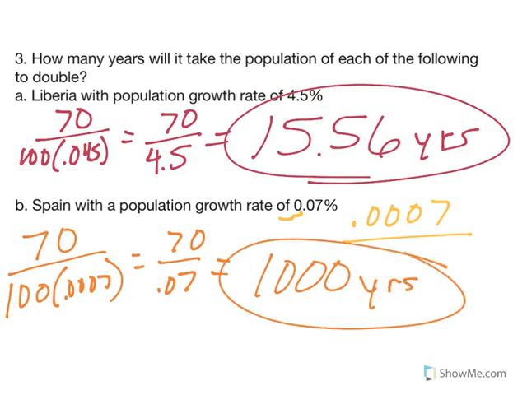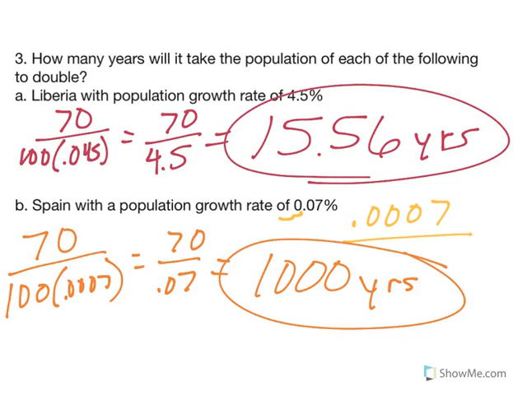So because Spain has a population that is growing so much slower than Liberia in this case, Liberia is going to double their population in 16 years. Spain is going to double their population in 1,000 years. So that's a bit of a difference. So you can see how a difference of 4.43%, sorry, it's a little slow here to do math on a Sunday, a difference of 4.43% causes a difference in 985 years in terms of doubling time. So that's kind of intense.